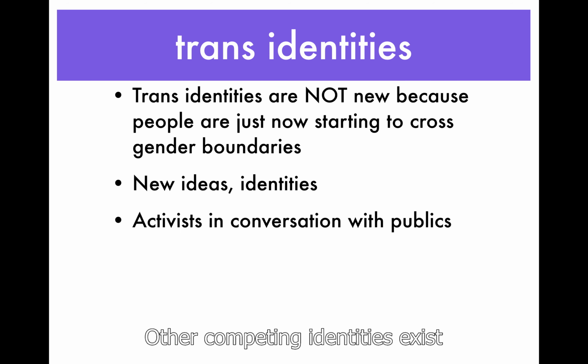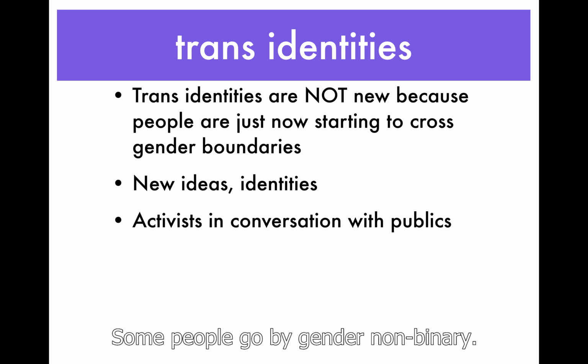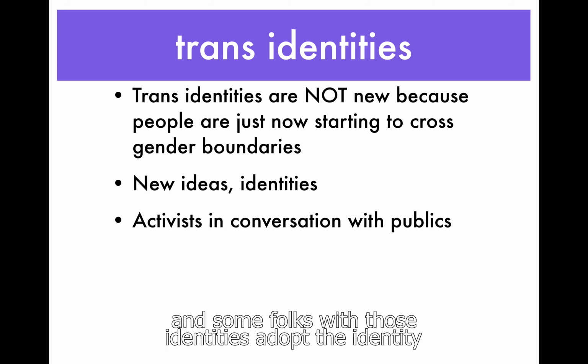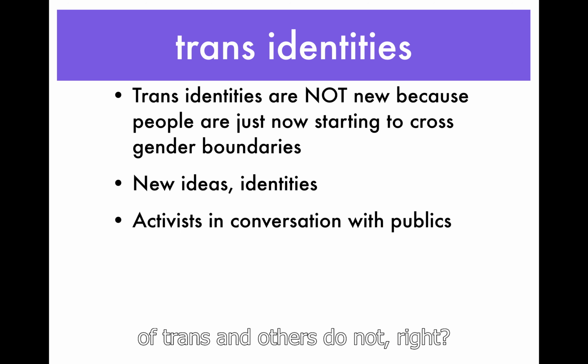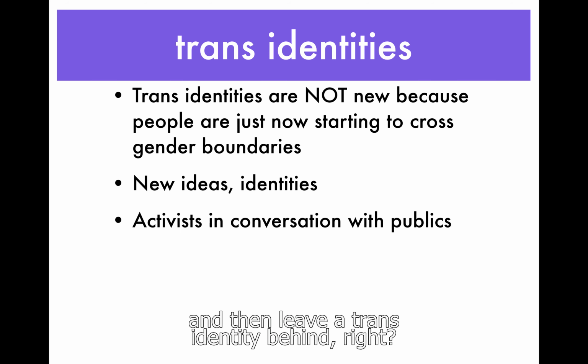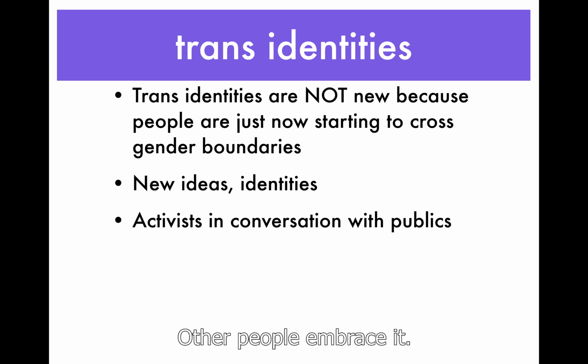Other competing identities exist in the gender identity spectrum. Some people go by gender non-binary, other people are agender, and some folks with those identities adopt the identity of trans and others do not. Right? Other people experience a transition and then leave a trans identity behind. Right? Other people embrace it.